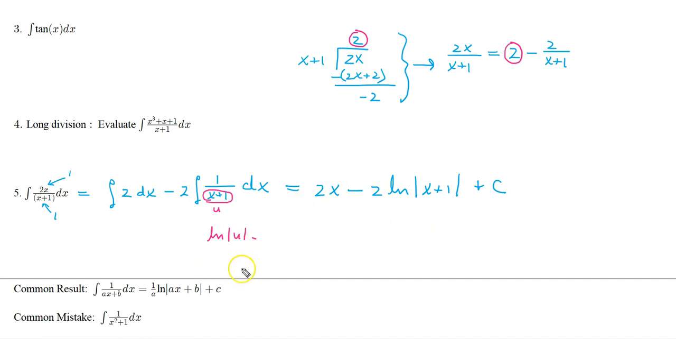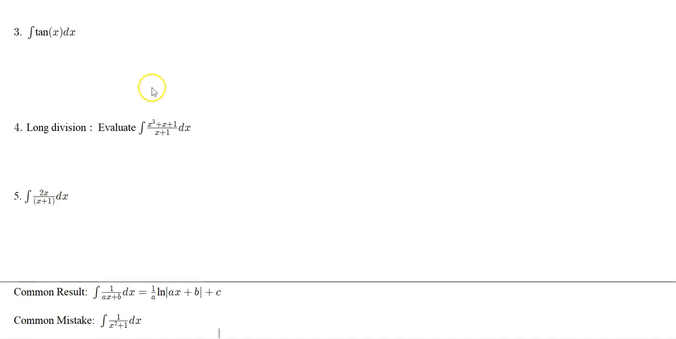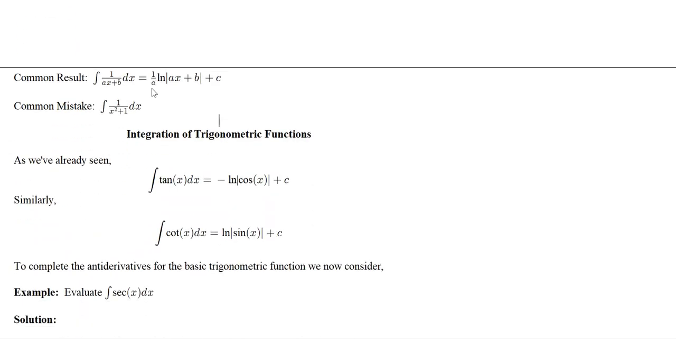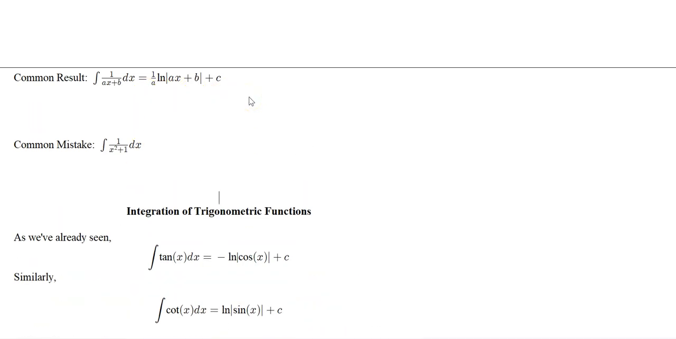Now let's take a look at a common result that you'll use a lot, and also a common mistake that people oftentimes make. So here's a common result that you'll use a lot. The antiderivative of 1 over ax plus b is 1 over a times the natural log absolute value ax plus b.